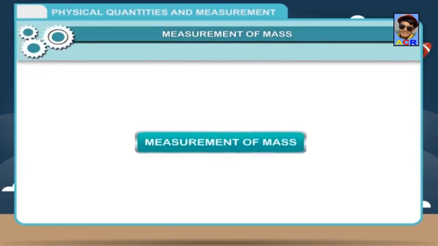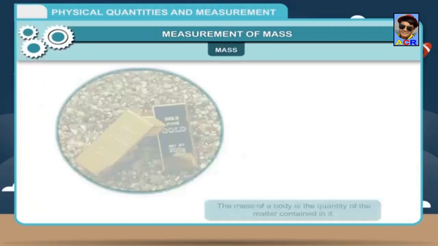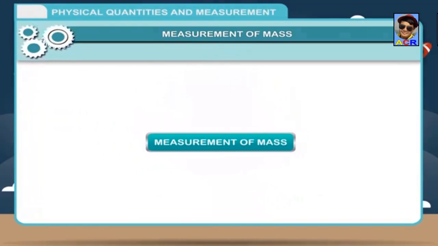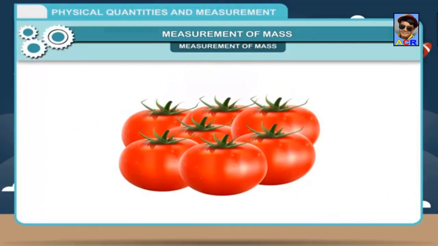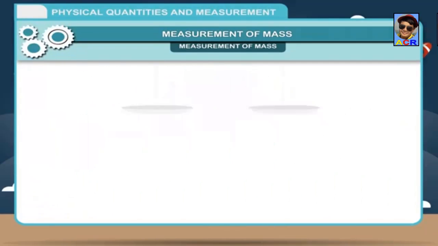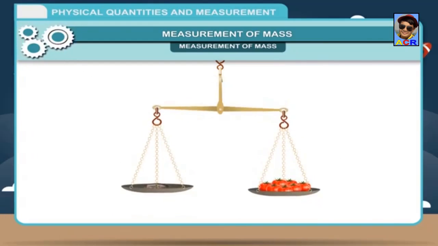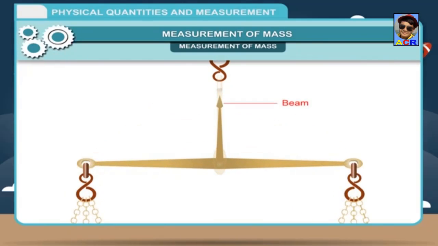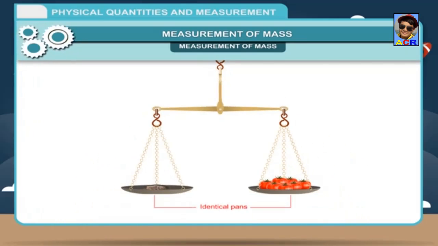Measurement of mass. The mass of a body is the quantity of matter contained in it. When we purchase tomatoes from the market, the vendor measures the mass of tomatoes by a balance. The beam balance is used to measure the mass. It has a long beam having a support at the center and two identical pans suspended at equal distances from the center of the beam.